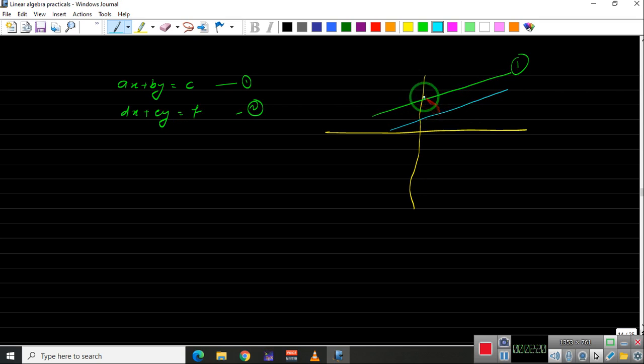That means it will never intersect. So the first case, it overlaps, which means we have infinitely many solutions. Second, we have two lines which are parallel, which means they will never intersect, so we have no solution. And third, this line intersects the other. Since these are straight lines, if they intersect, they will intersect only at one point. Suppose we have something like this. In that case, this point is the solution of the system.